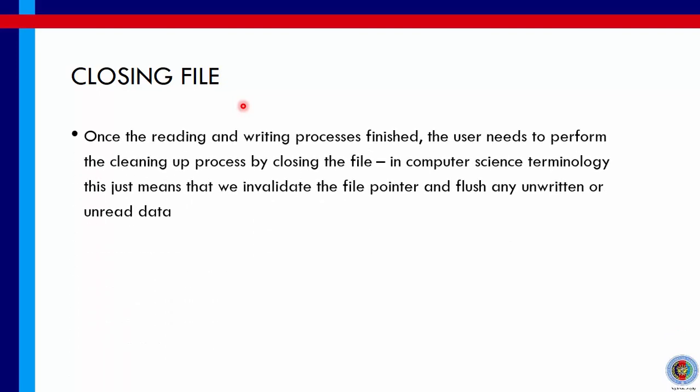So before we read or write, just now we need to open the file. So the last thing we need to do is to close the file. Once reading and writing processes finish, the user needs to perform the cleaning up process by closing the file. In computer science terminology, this just means that we invalidate the file pointer. Invalidate means the pointer is not pointing to the file anymore. And then we flush anything that is still not written or still not read from the file. It's either flush out or flush in. The function is simple. It is fclose, and then we give the input of the file pointer that we obtained from fopen.